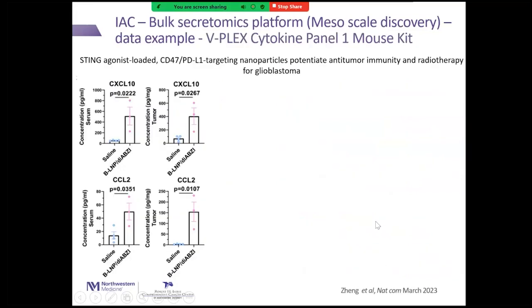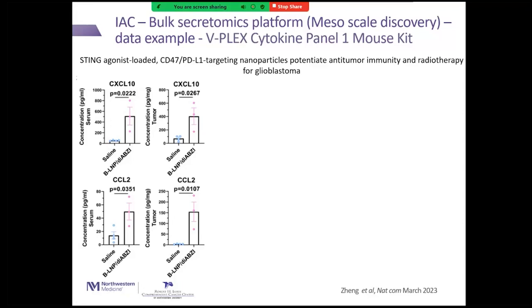To give an example from this paper, which was STING agonist loaded CD47 PDL1 targeting nanoparticles potentiate anti-tumor immunity and radiotherapy for glioblastoma. So here, this was a mouse. I think this was a CT26 mouse model of tumor where they injected with saline, or they treated it with this drug with radiotherapy. And they did the cytokine panel, which consists of like 10 different cytokines.